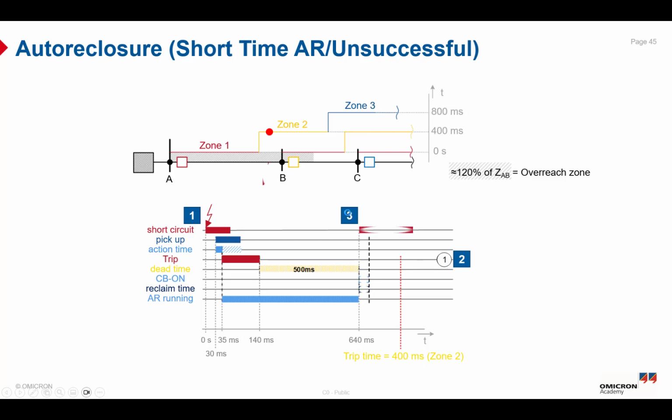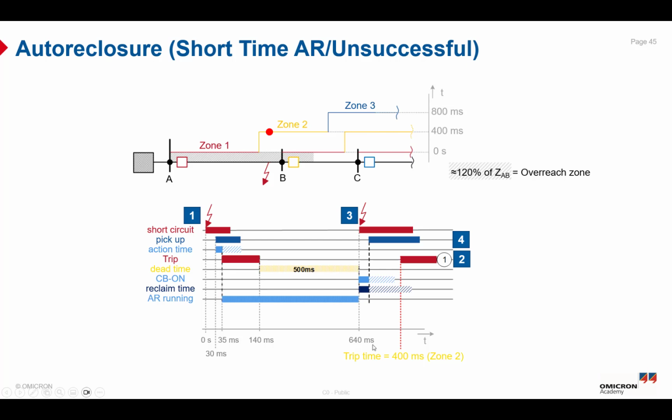Then, after that time, the circuit breaker will be reclosed by the first shot of the AR function, as you can see. Here is the circuit breaker on, and here is the starting of the reclaim time. But during this reclaim time, the circuit breaker faces a short circuit again in the same location. So the reclaim time will end and the AR will be blocked, and the trip will happen with a trip time delay equal to 400 milliseconds, which is the Z2 trip time. Okay, so here is the process of the unsuccessful auto reclosure in our case.